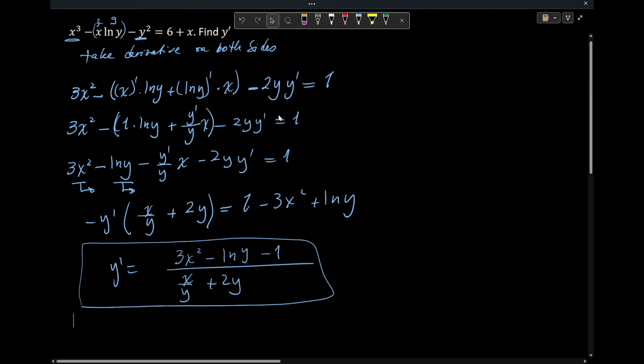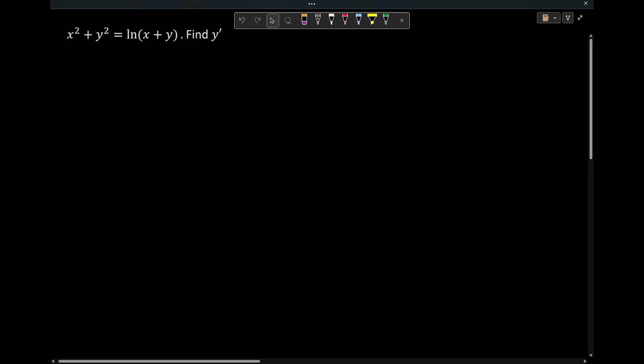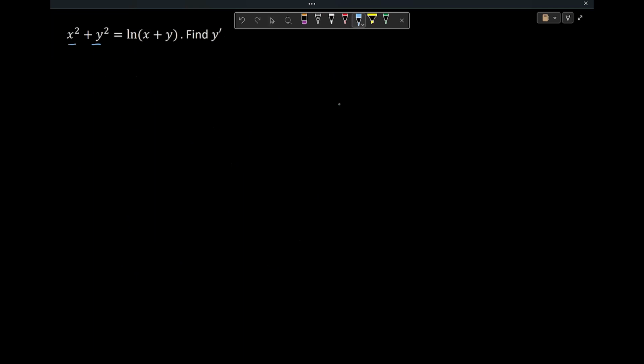All right, let's move on, maybe a couple more examples. So again, we have something similar right here. Find y prime. All right. Well, we have two terms. Take the derivative of each equals the derivative of this.